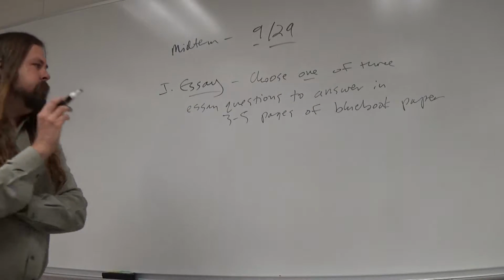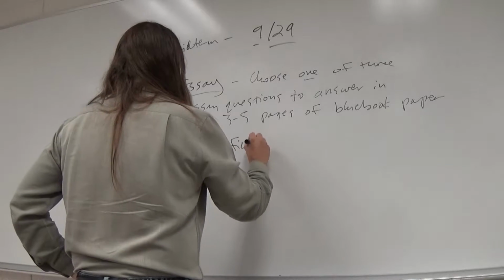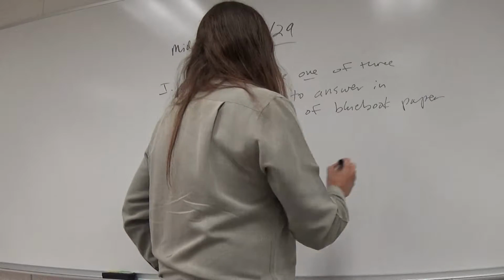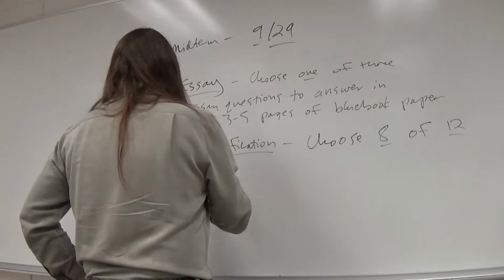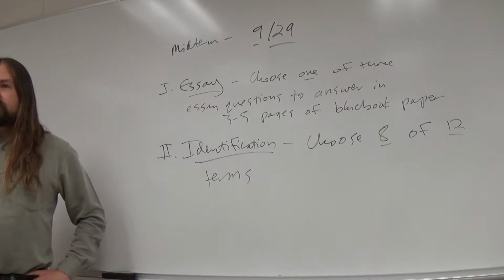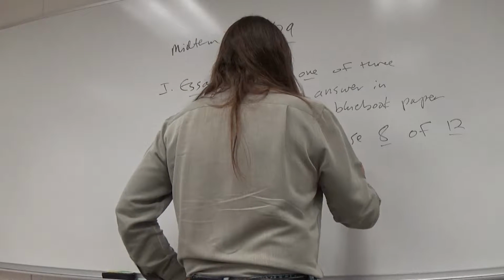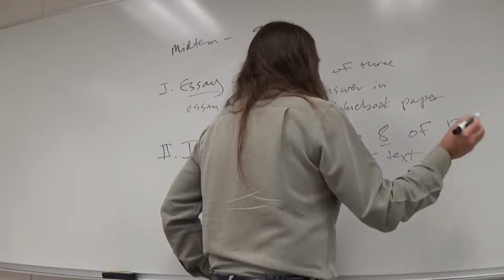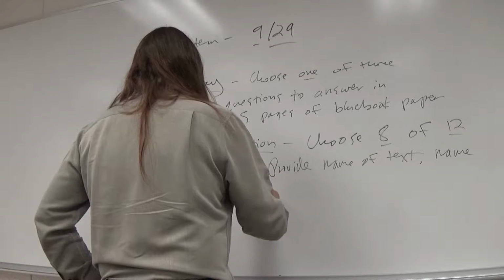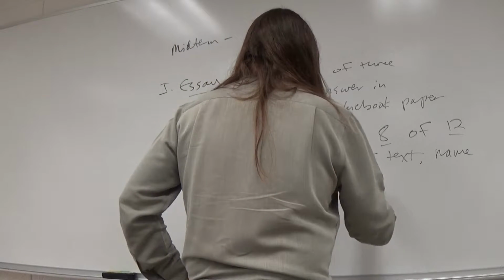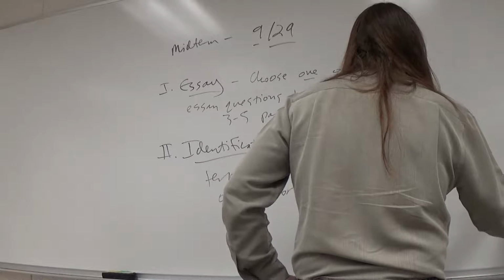Part 2 will be identification. I'll give you 12 terms. You'll choose 8 of them, and you will provide the name of the text to which the term is connected, the name of the author, and a paragraph describing or defining the term.